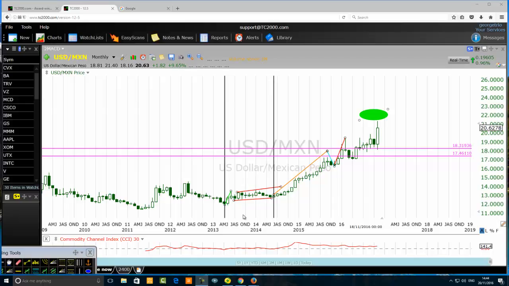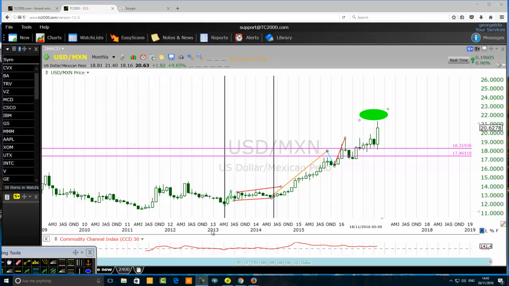Hello traders. Today we want to discuss how an Elliott wave trader forecasts price action of the US dollar and Mexican peso. We're on a monthly chart of the US dollar and Mexican peso. We want to start counting Elliott waves, all right?